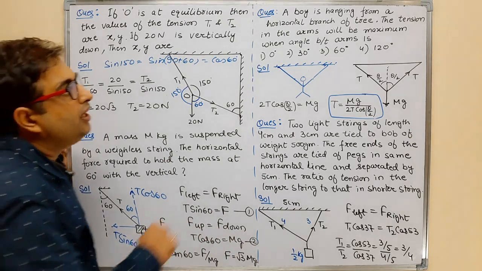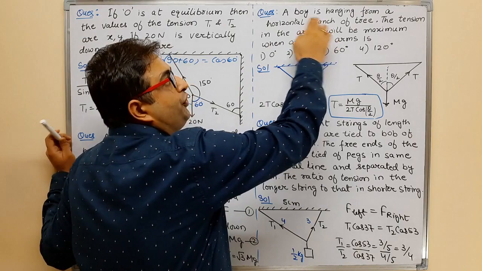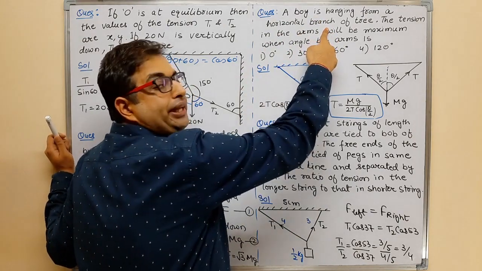Next problem. A boy is hanging from a horizontal branch of a tree.